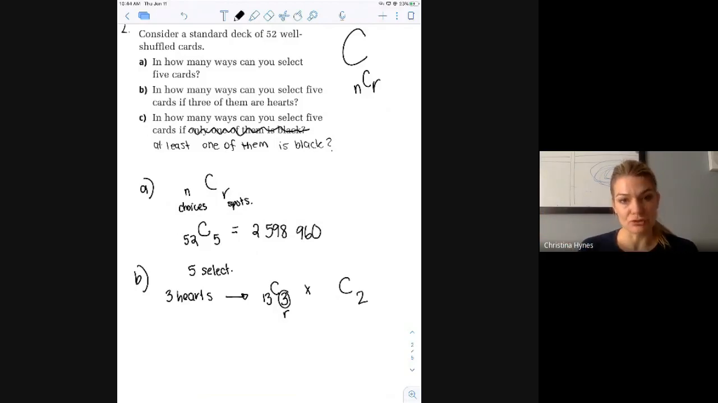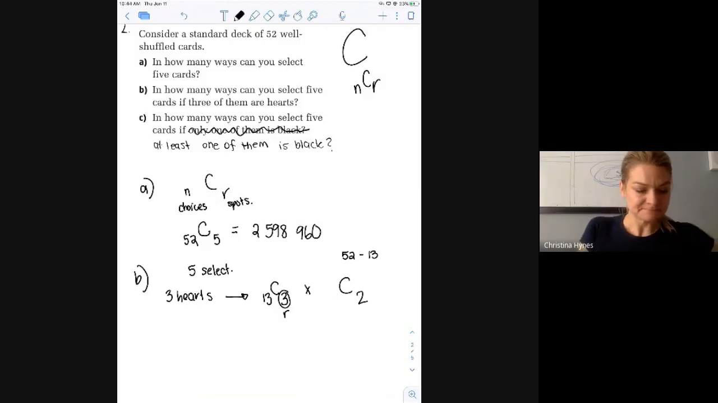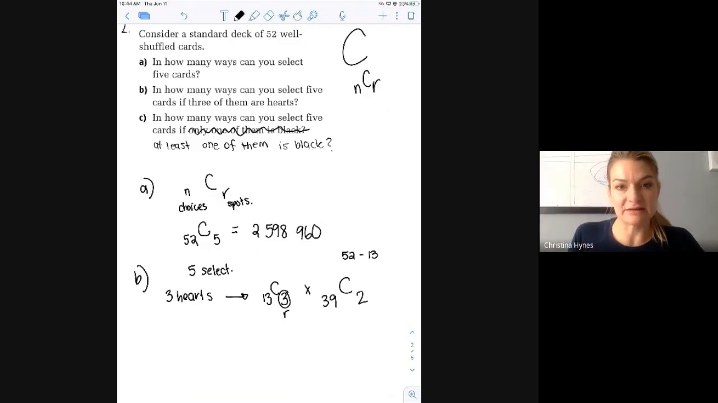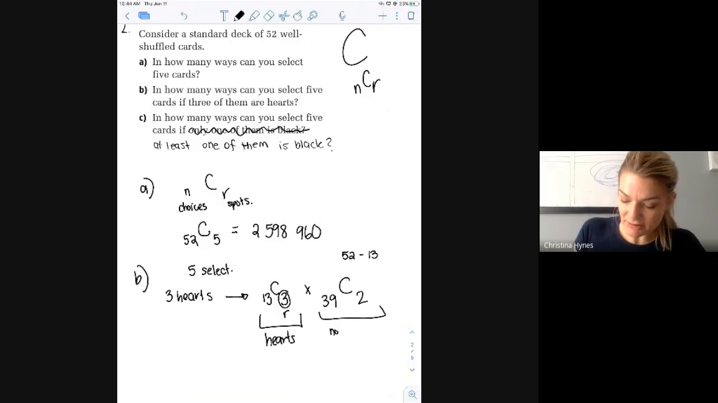So we already chose 3 hearts. That means that the 2 cards are going to be non-hearts. So what you want to do on the side is say, well, there's 52 cards in a deck. You are subtracting 13 cards from that. And you'll get 39 cards that are not hearts that you're selecting from. So from 13 hearts, you're selecting 3. And from 39 non-hearts, you're selecting 2, and that's going to give you your total, which is 5 cards that you need.